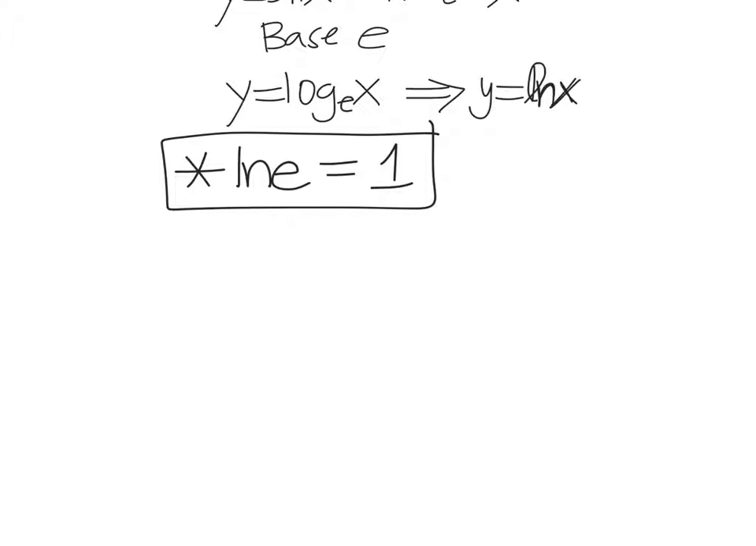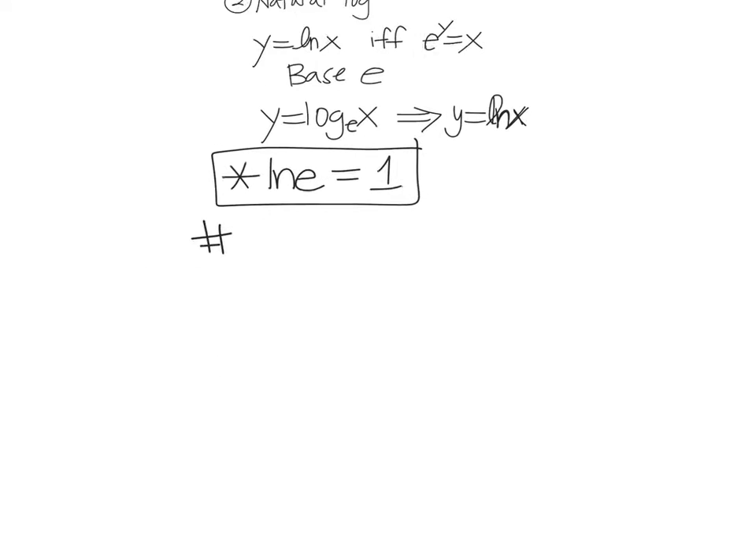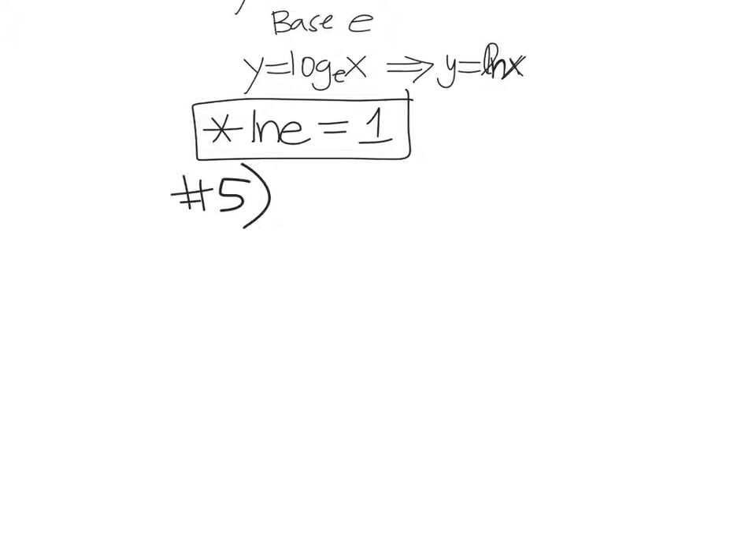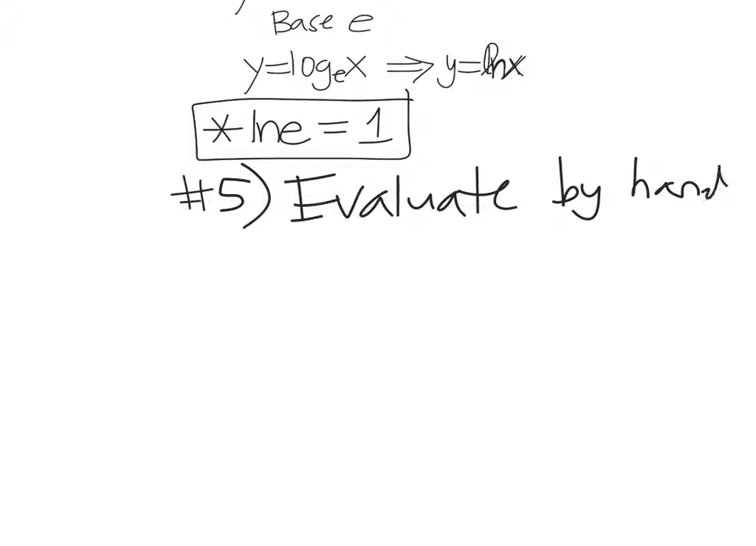Okay. We're going to do some evaluations now. So what are we on, 5 or 6? 5. Number 5. Evaluate by hand. Okay, your calculator does have a natural log button. And we're going to do some by hand, and we'll do some on our calculator. But the ones by hand, you don't need your calculator, okay? So here we go. Let's evaluate the natural log of e to the 5th power.